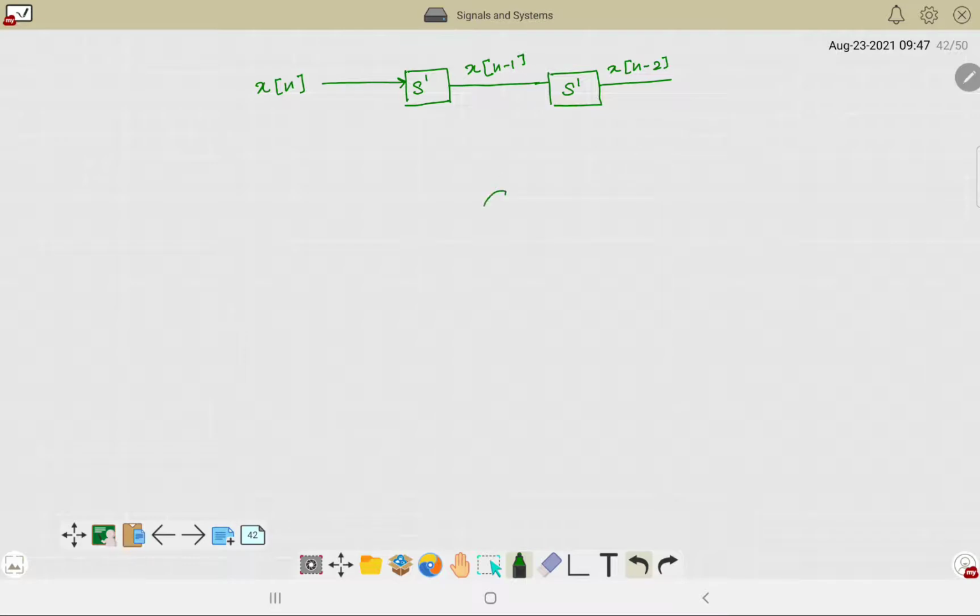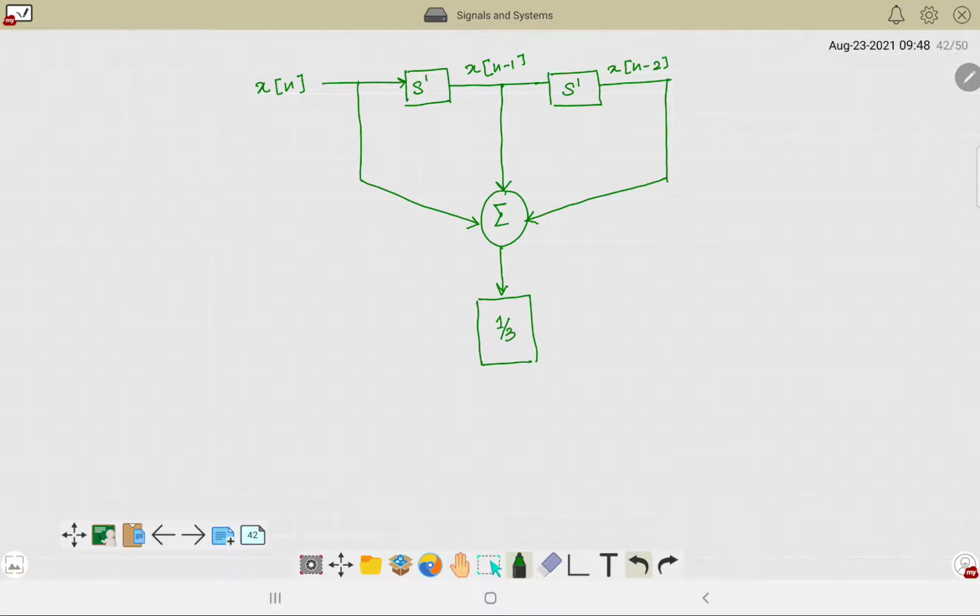Then again I will be using a summer block, that's an adder. Input from here, input from here, and input from here. Then again a gain multiplier, 1 upon 3, and I will get my y of n. So this will be what's known as the cascaded connection, implementation, whatever you want to call it.